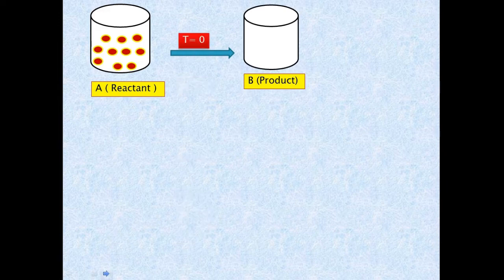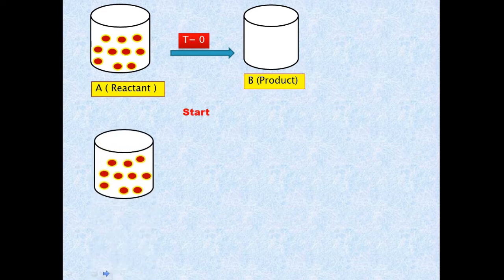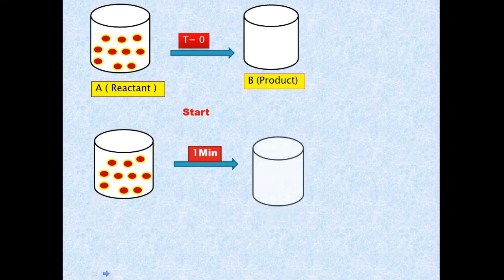Now start the reaction and observe the product after interval of time. Suppose after 1 minute it is observed that reactant A are converted into product B. Out of 10 molecules of reactants A, one of them are converted into product B.